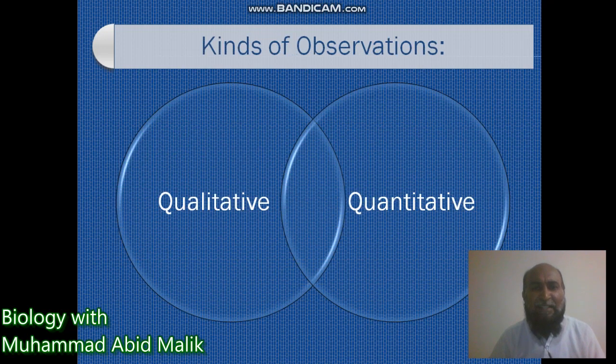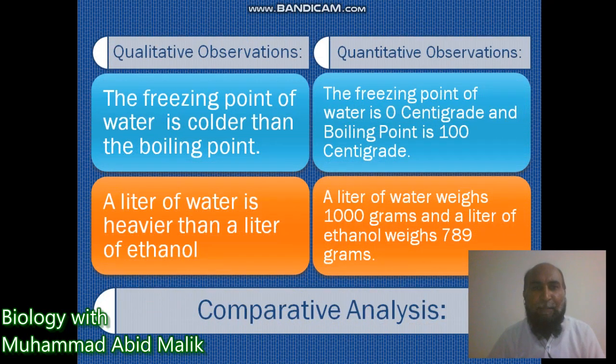Kinds of observation: there are 2 kinds of observations. One is qualitative observation and the second is quantitative. We try to understand qualitative and quantitative through a comparative study. In qualitative observation, we say that the freezing point of water is colder than the boiling point. In quantitative observation, the freezing point of water is 0 degrees centigrade and the boiling point is 100 degrees centigrade.